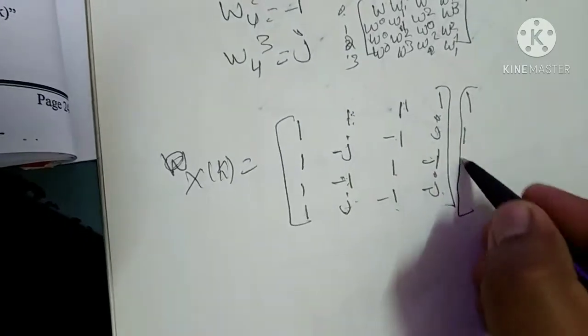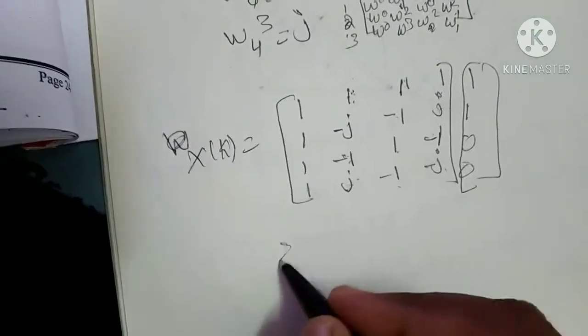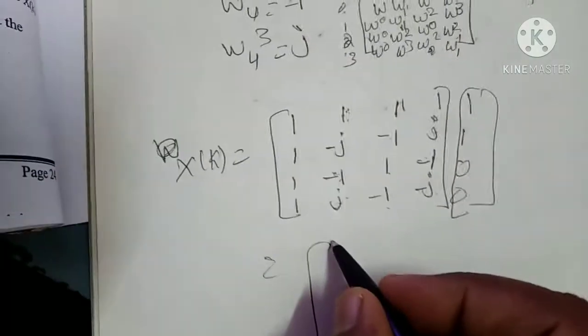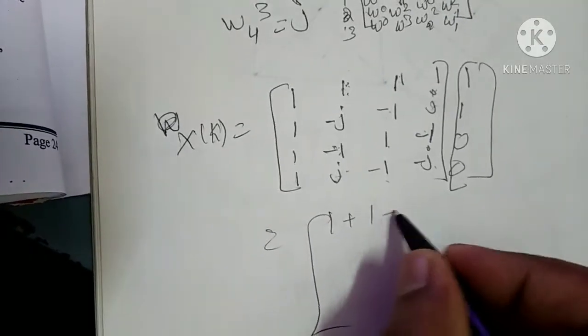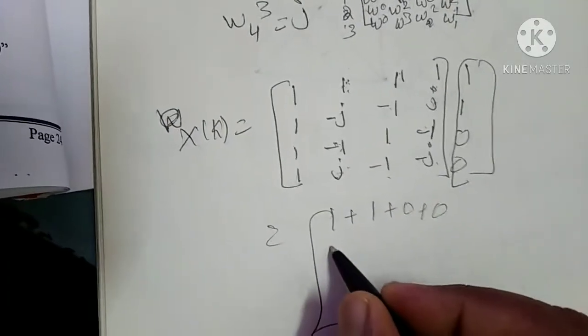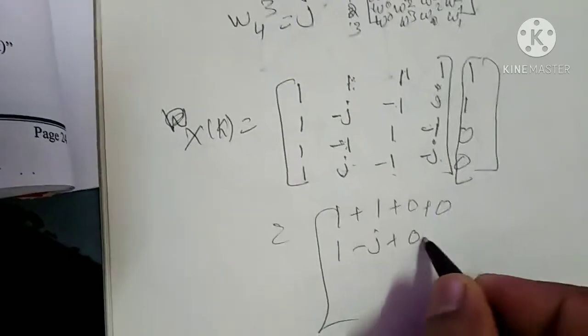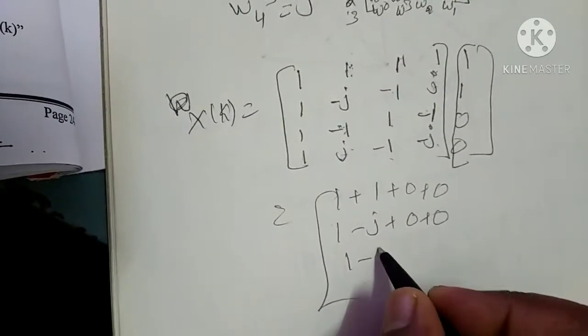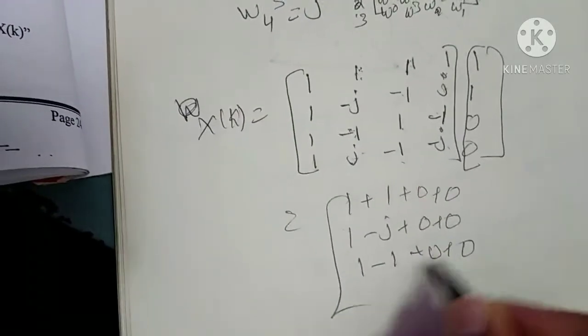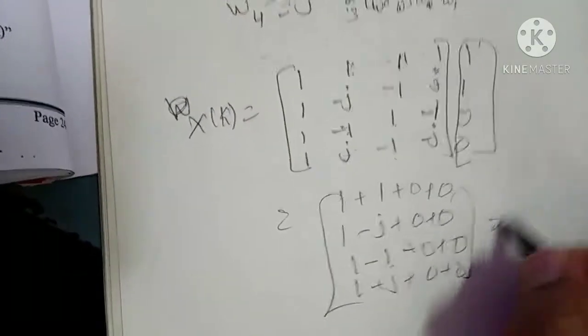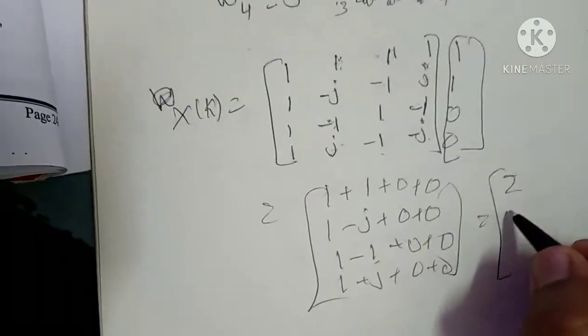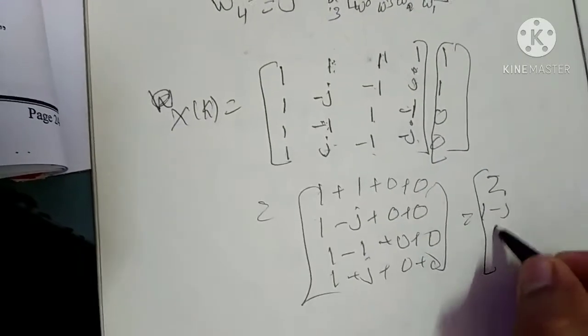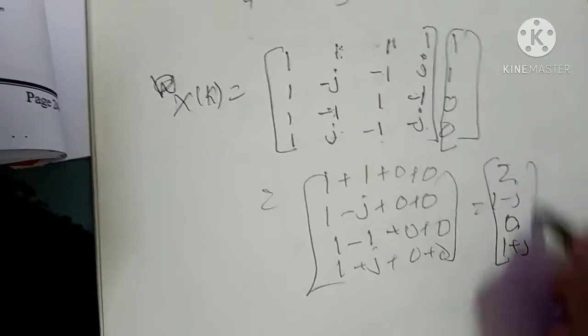X of n is 1 1 0 0. Now if I simplify, we get 1 plus 1 plus 0 plus 0, then 1 minus j plus 0 plus 0, then 1 minus 1 plus 0 plus 0, then 1 plus j plus 0 plus 0. After multiplying, you get the values 2, 1 minus j, 0 and 1 plus j.